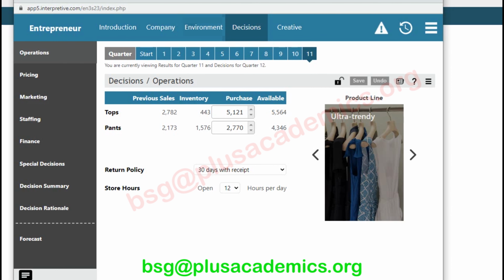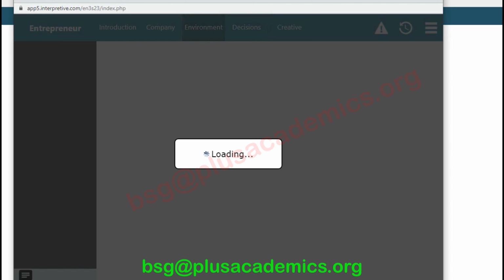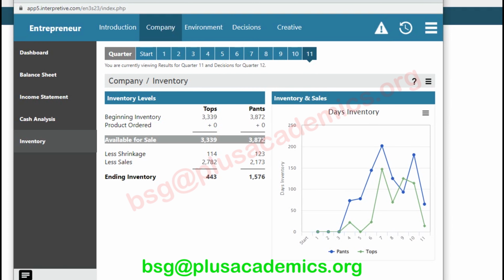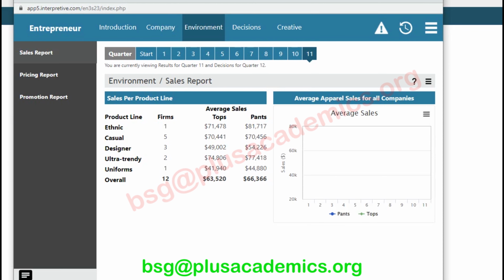One thing that I came to note while doing the decision in the entrepreneur interpretive simulation is you need to buy the reports. The reports are very important because they really help you to understand how competitors are making decisions. Also, you need to understand how many direct competitors you are facing. For example, in this case, we are under ultra trendy and we only compete with another firm. We are just two in this category.